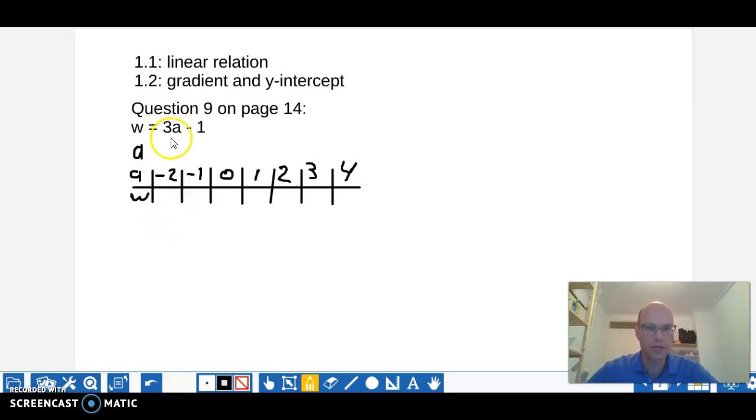So we simply are going to fill in the table, and you might do this in your head, or you might grab your calculator. We have minus 2 multiplied by 3 is minus 6, minus 1 is minus 7, and then we have minus 4, then minus 1, then 2, 5, 8, and last but not least, we have 11.